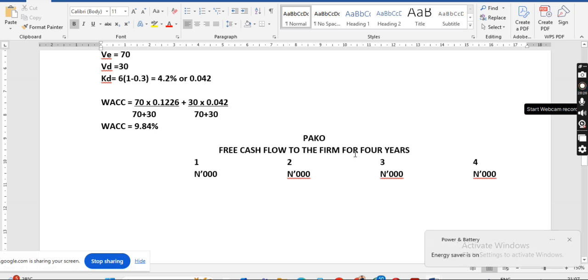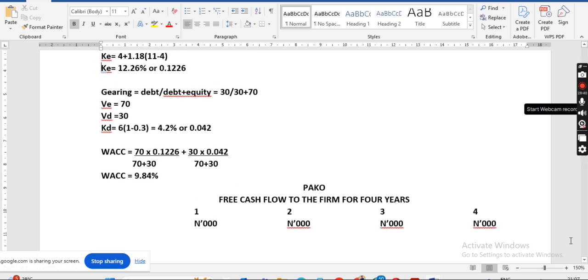Any other question? Yes, sir. I'm sorry, sir, for taking you back. Please, gearing equals equity over equity something. Please, how did they get it? Which one?